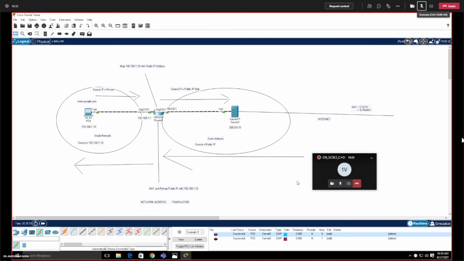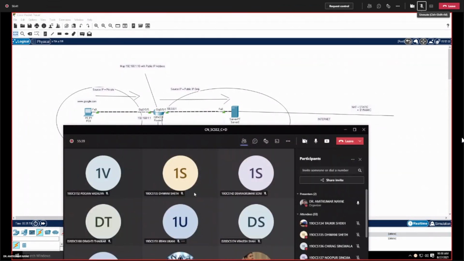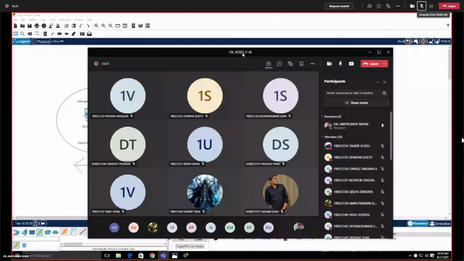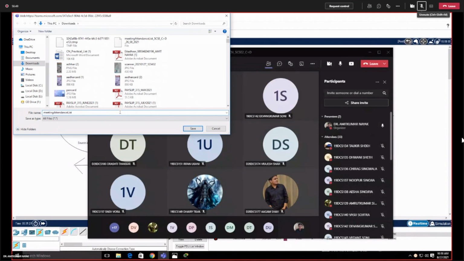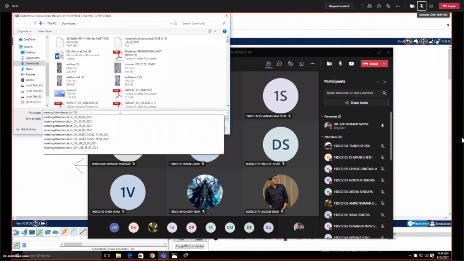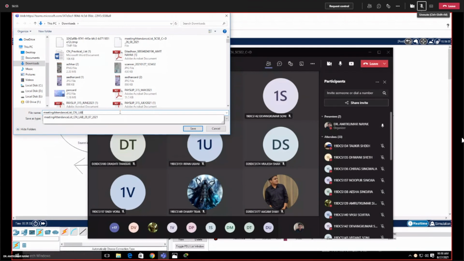Now the question is, what is the purpose? Why should we map the private IP address with public IP address? Do you have any idea about it? If you go through our Charusat campus network, the IP address which I am using right now in my computer is a private IP address only. I am using a private IP address.